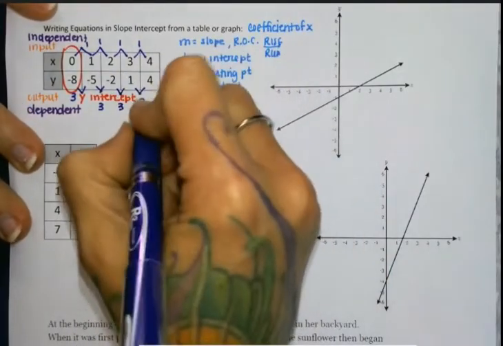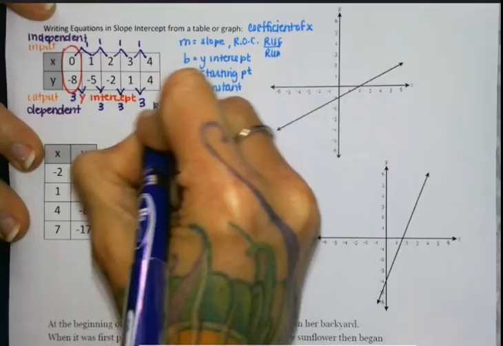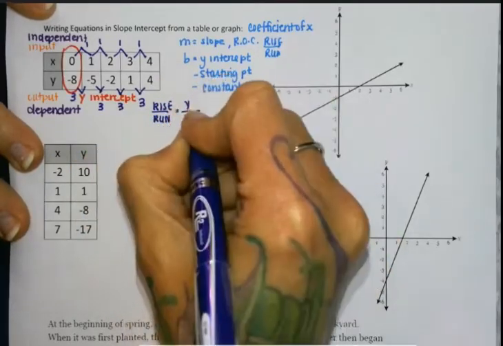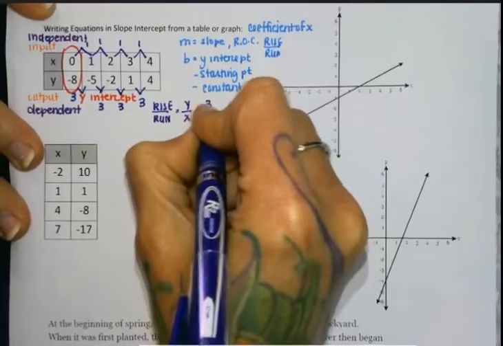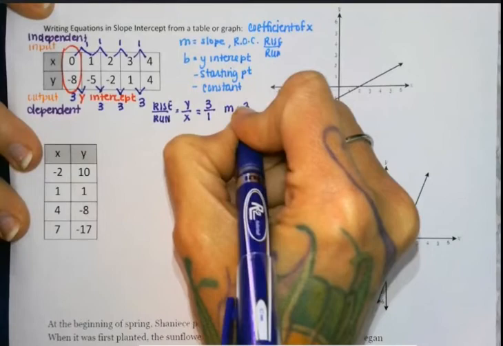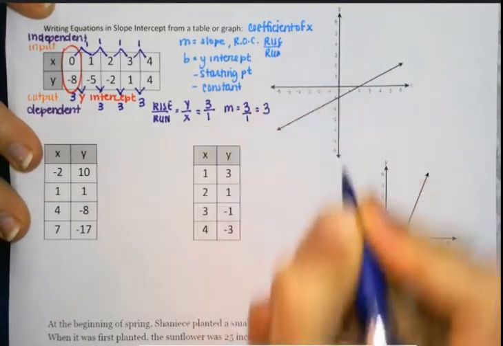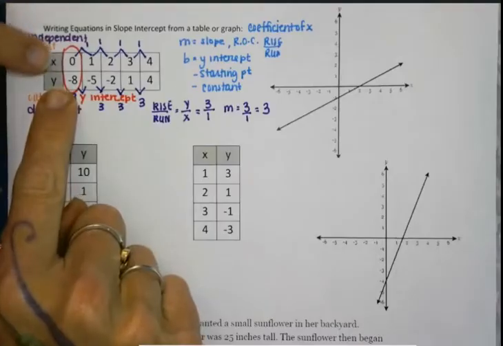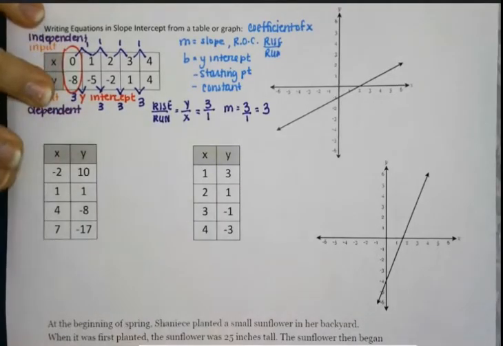Remember, it's rise over run. So rise is our y value over x. So our y value in this case is 3 and our run is 1. So our slope, our m, is 3 over 1, also known as 3. We already identified our y-intercept because that is where x is 0. So we have our y-intercept and we have our slope, and you can now write the equation of this line.